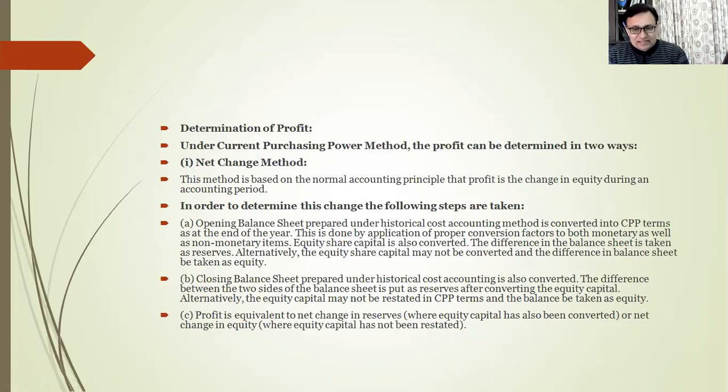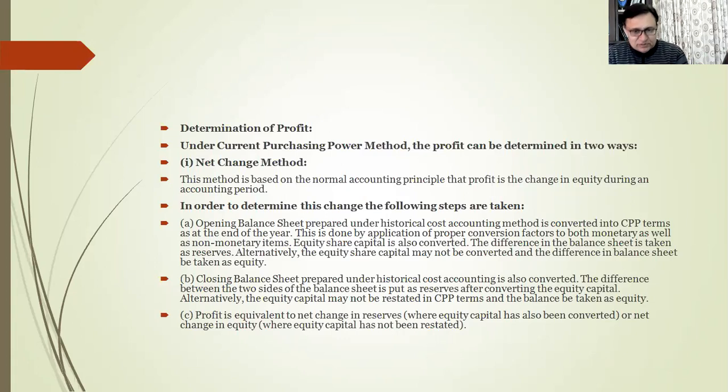First, the opening balance sheet prepared under the historical cost accounting method is converted into CPP terms at the end of the year. So you have a balance sheet which is prepared on historical cost basis. You will convert it by taking into account the conversion factor, and we will calculate the various figures of this balance sheet at the end of the year with the conversion factor. This is done by application of the proper conversion factor to both monetary as well as non-monetary items. Equity share capital is also converted. So the difference of the balance sheet is taken as reserve. Alternatively, equity share capital may not be converted and the difference in the balance sheet is taken as equity.